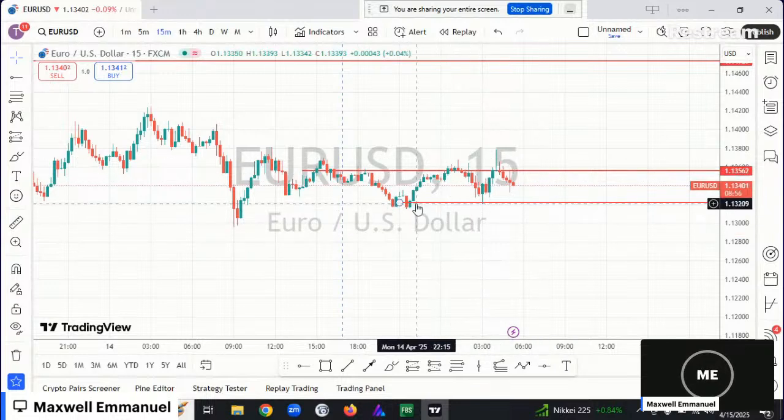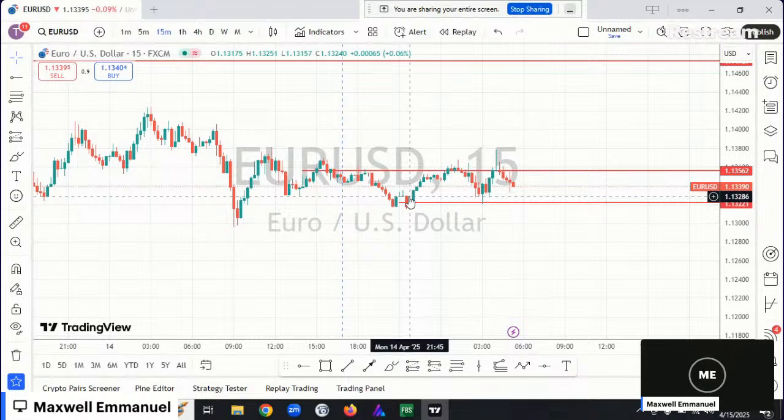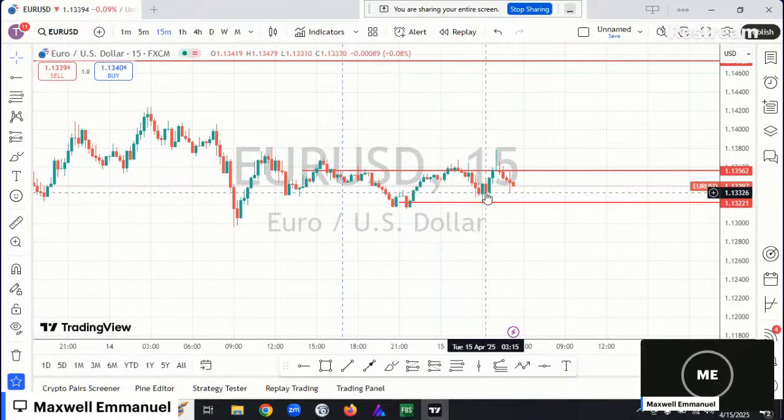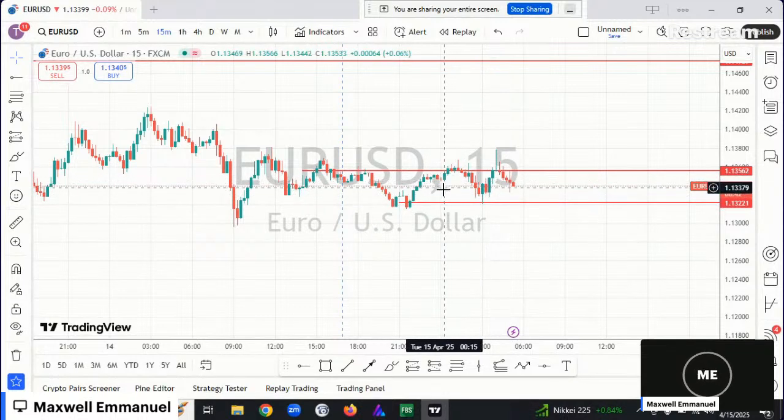So you can see what played out this morning. This is 15 minutes. Price pulled back to fill this fair value gap. Can you see it? Price pulled back to fill this fair value gap, and the low of Asian session has been cleared. Can you see that? The low of the Asian session has been cleared.